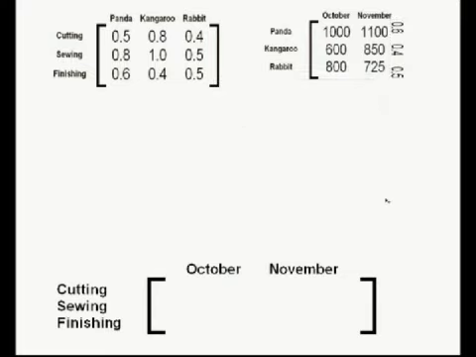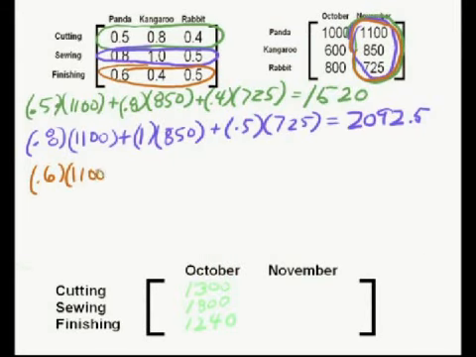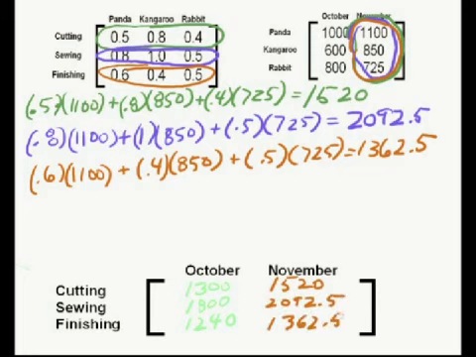Last row times the November column. Try to picture that in your mind as you do this multiplication. So the last row times the last column is going to give me a grand total of 1,362.5 hours. Now I can complete my what's called labor by month matrix. And now the company can make some decisions.